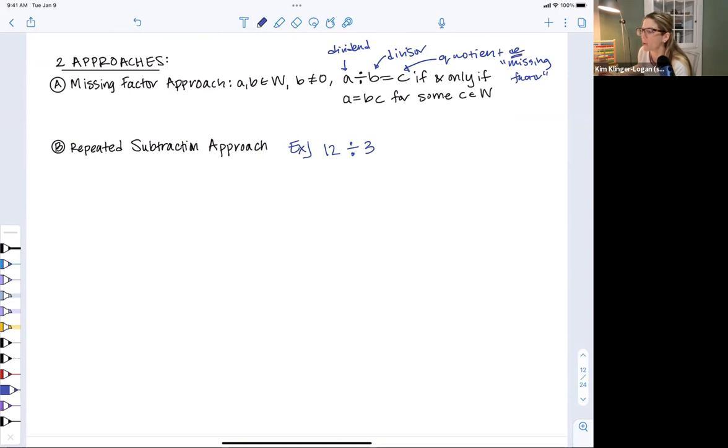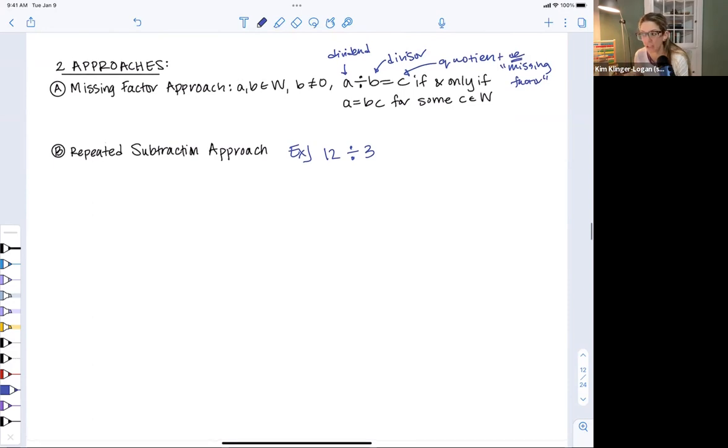So the last approach that we're going to talk about is, when we talked about multiplication, we had the approach of repeated addition. Well, in the operation of division, we also have a repeated subtraction approach. So for example, if I want to divide 12 by 3, I can use this measurement model really nicely.